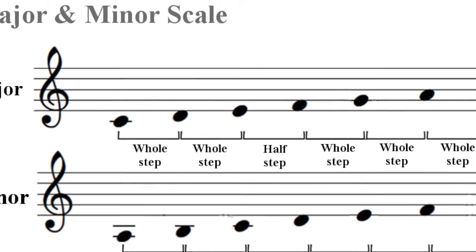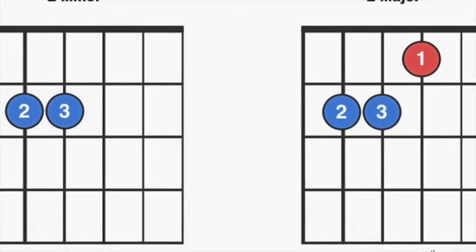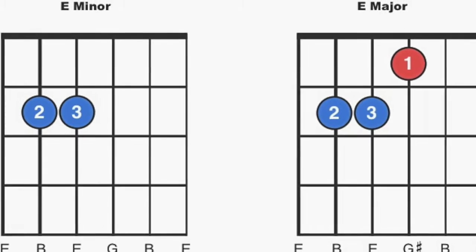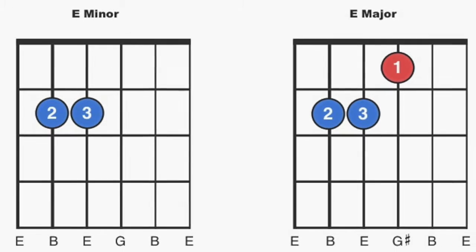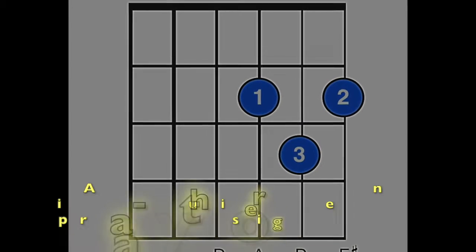If you've ever heard of a chord name like D major or E minor, it means that the notes inside the chord are all from the mentioned scale. All the notes that make up a D major chord will be from the D major scale.